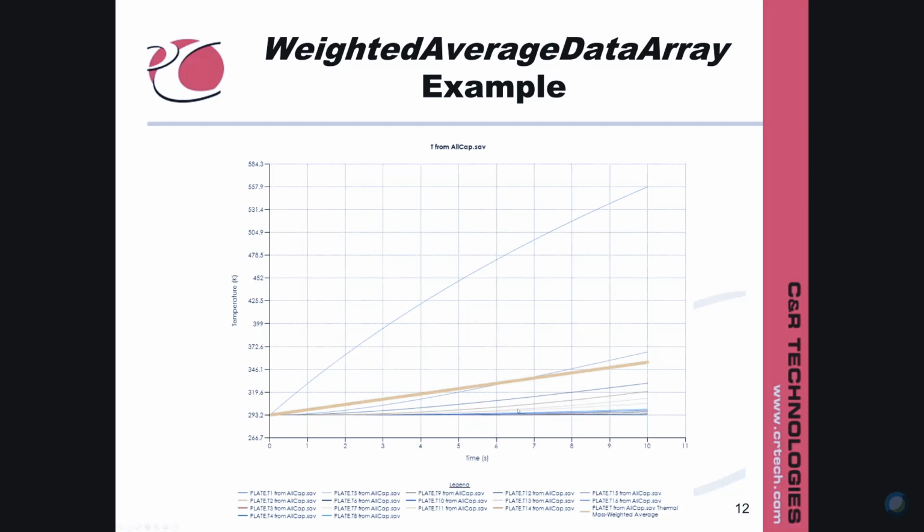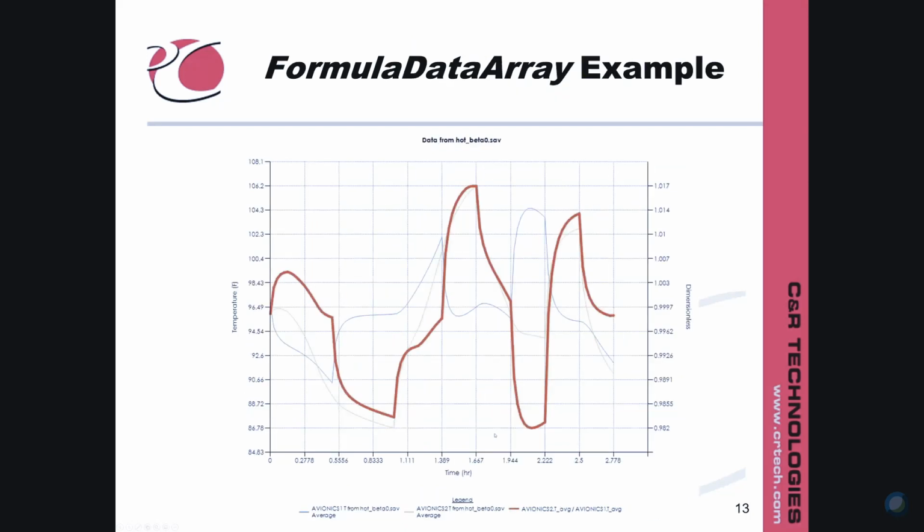So here's a weighted average data array example, where we said, hey, get me all of the node temperatures for the plate submodel and plot all of them. So it did that. That's all the lightweight lines. And then we said, also create a weighted average data array and use the input temperatures, but weight it by thermal capacitance. And so that's what this heavy line is. So it's easy with this tool to find an MCP weighted average temperature.